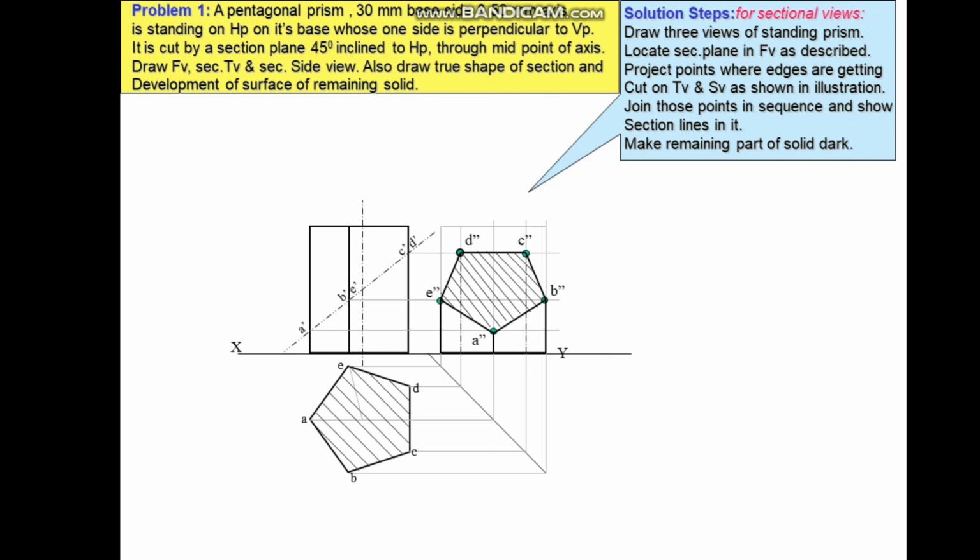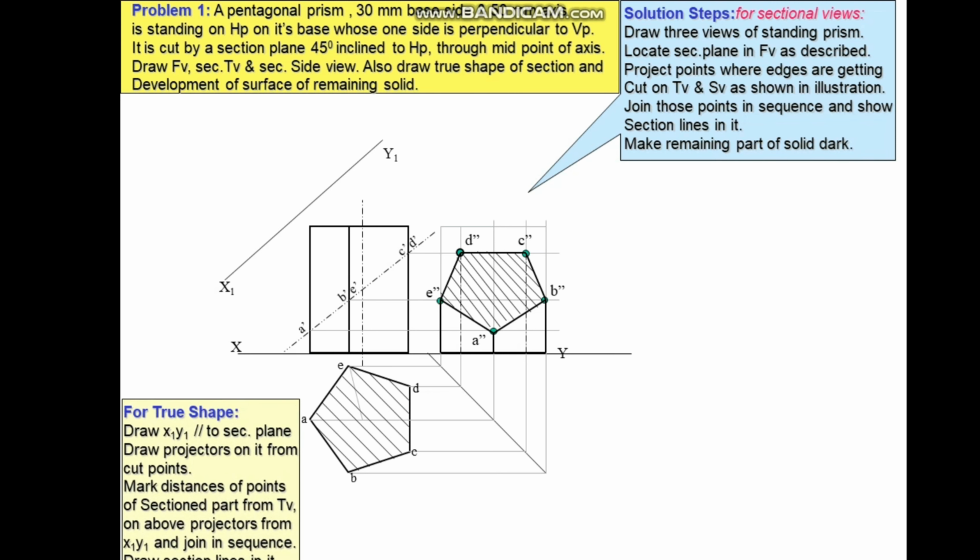So the cut section has to be marked using sectional lines like this. These are the sectional lines. After marking this, now draw a line parallel to this section plane. In order to draw the true shape, draw a line parallel to this section plane. You can see here x1, y1. Now project these points straight. This is where you need the drafter, where you can use it to project it like this.